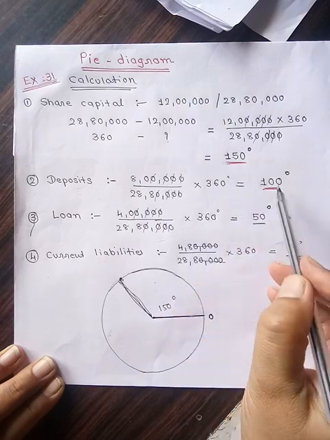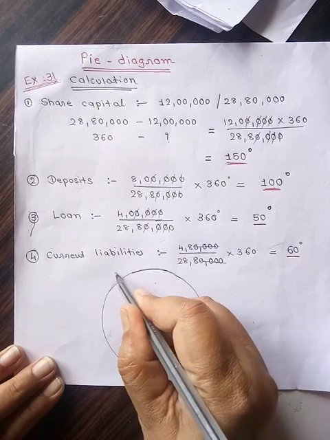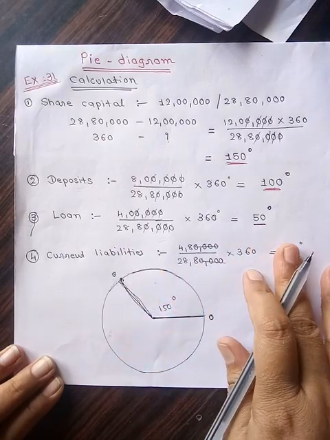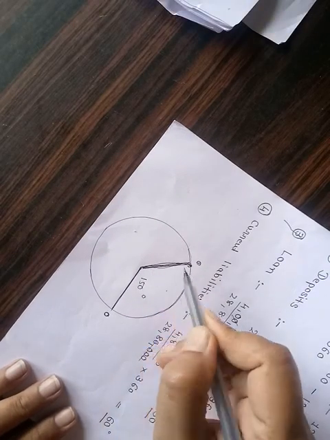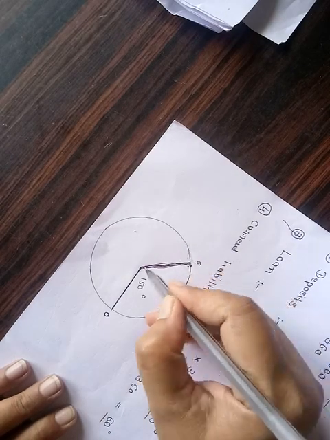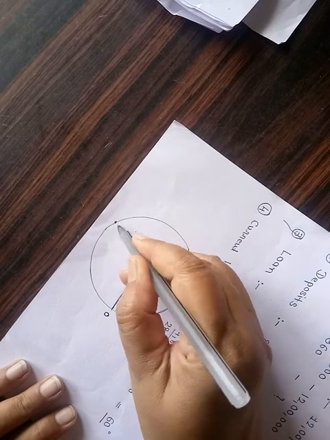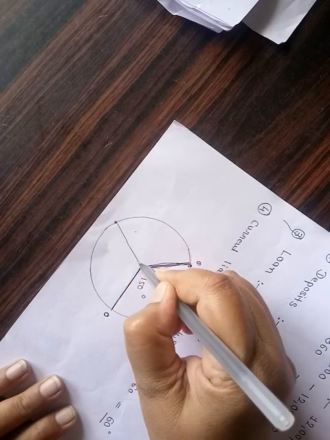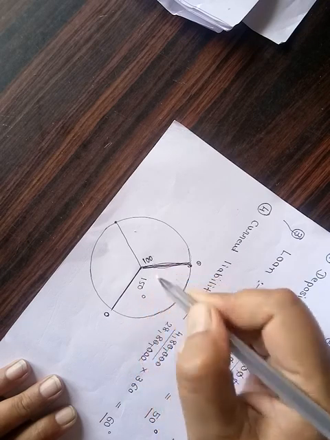Now after 150 degrees comes 100. So now you will keep your 0 here. Okay, so let us turn it. So keep your 0 here. Now how many degrees do you want to draw? 100. So again see the measurement. Suppose this is roughly 90, so 100 will come here. So draw this line. So this angle is of 100 degrees.